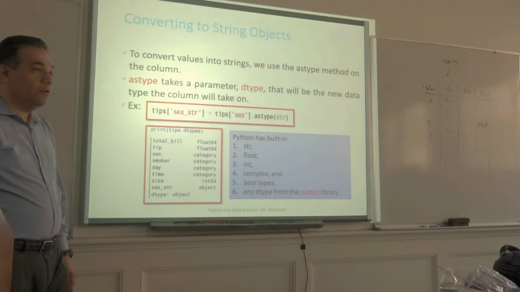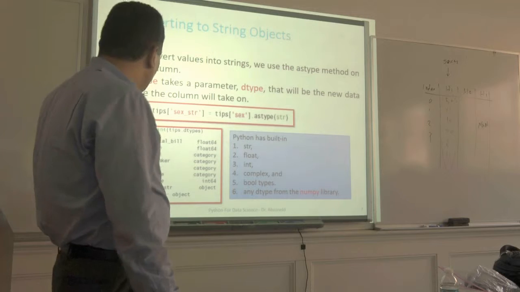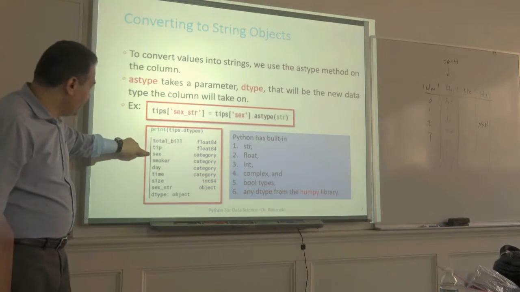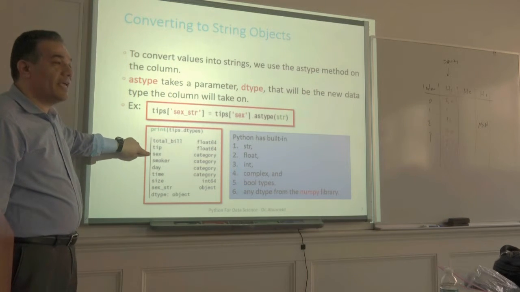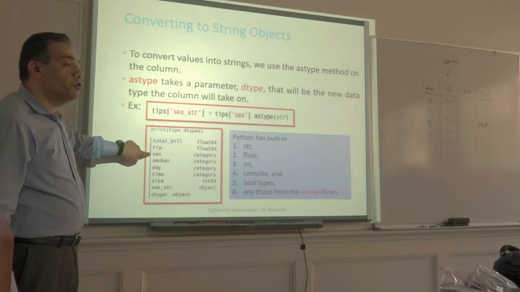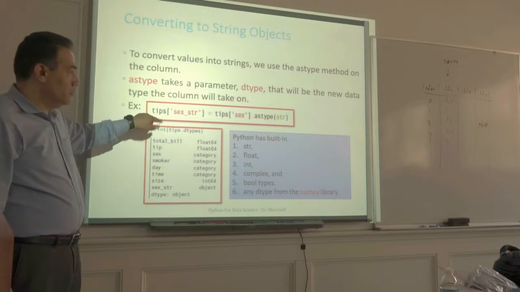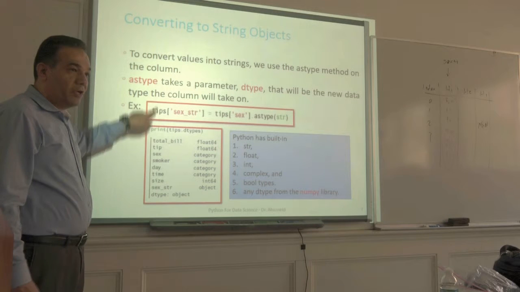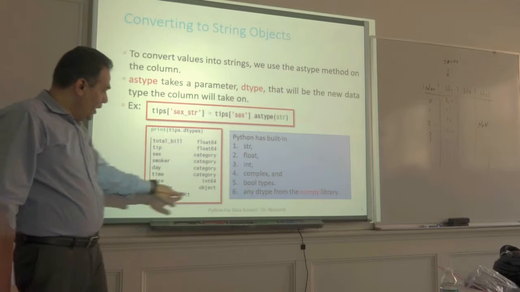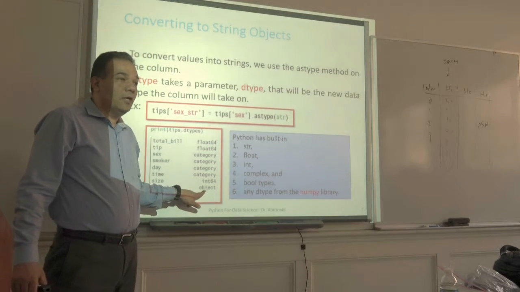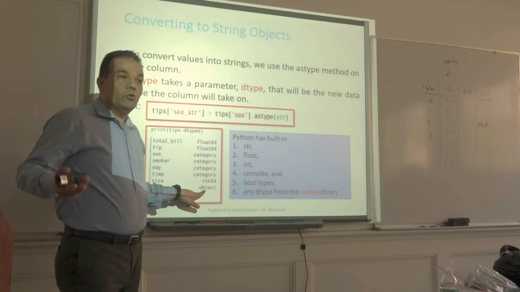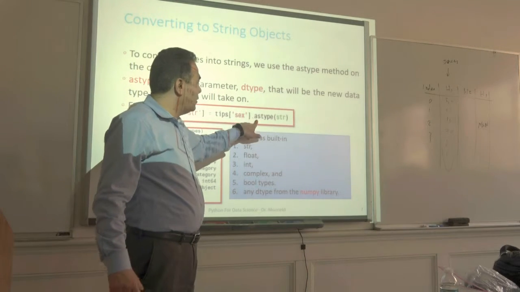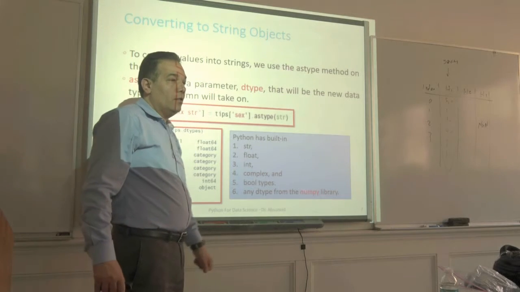If it's not already there, you can add it. The original sex column is a category, so I need to convert it from category to object. I added a column for demonstration purposes. And how did I make it an object? Using the function astype with string.